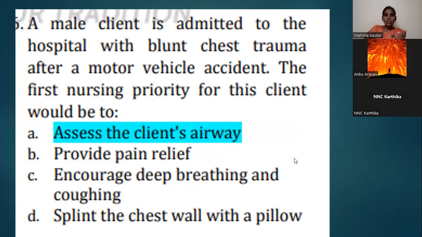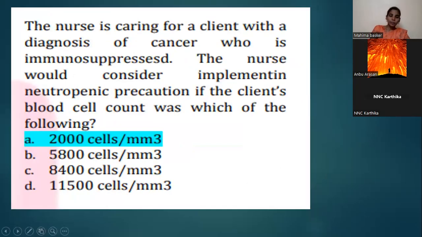Okay, a male client is admitted to the hospital with a blunt chest trauma after a motor vehicle accident. The nurse's first priority for this client would be what? It is airway, because always ABC: airway, breathing, circulation. That is the priority. So already they have chest trauma, so always it is airway. So assess the client's airway. That is the first priority. Okay, we'll move on to the next one.